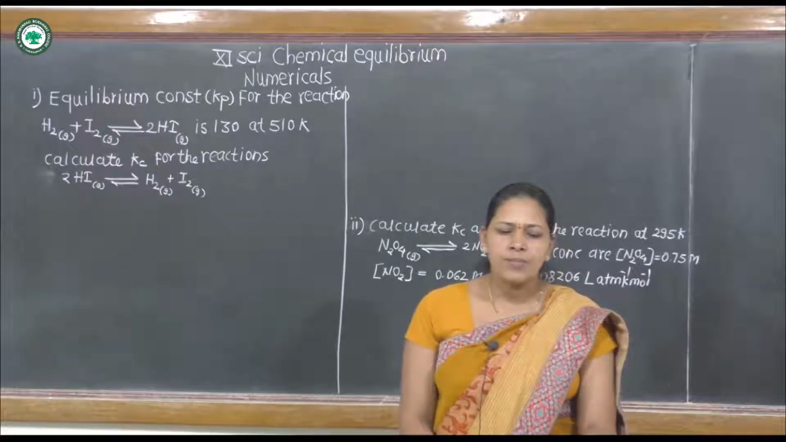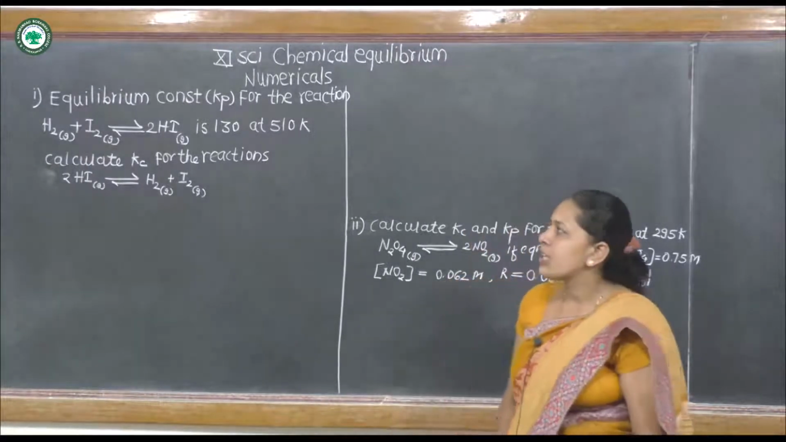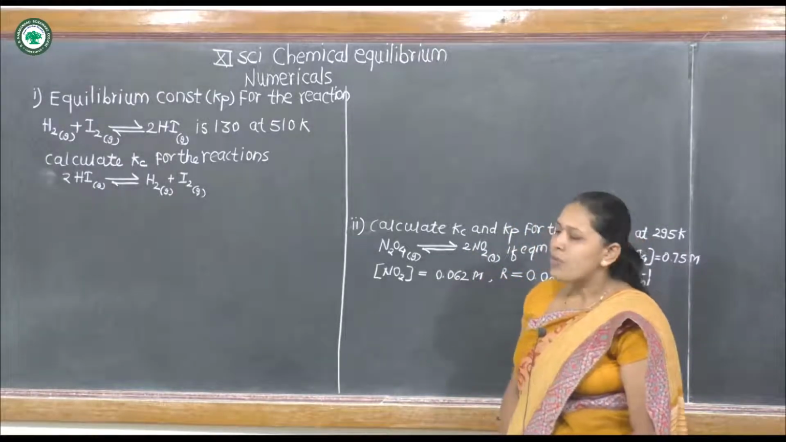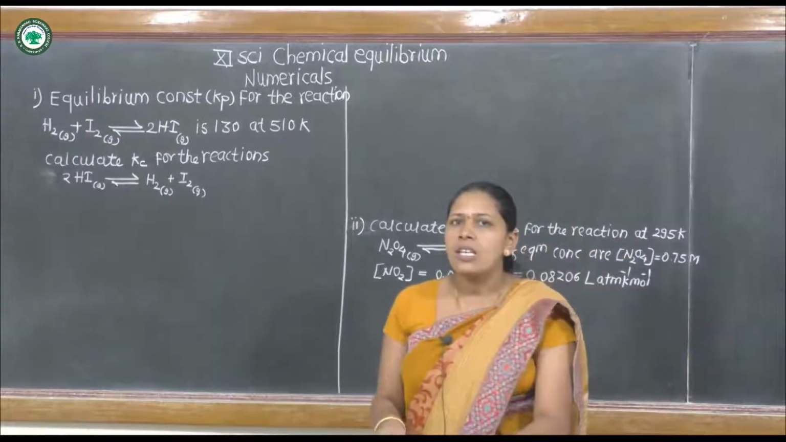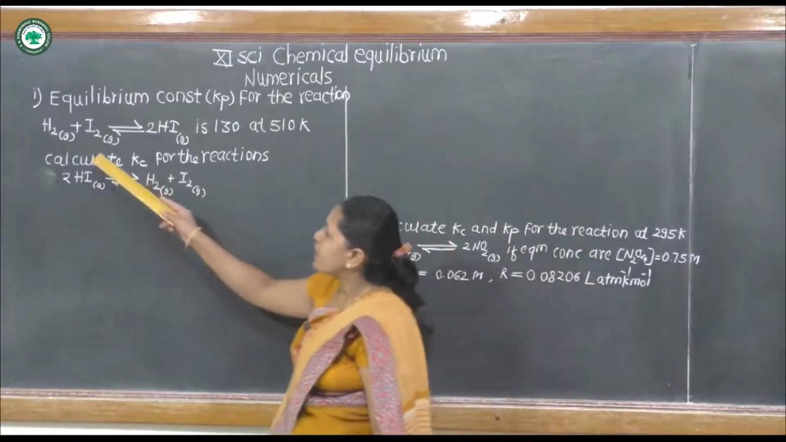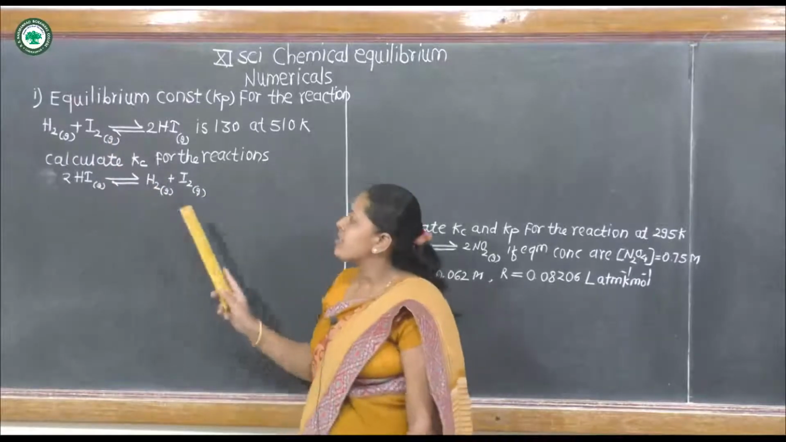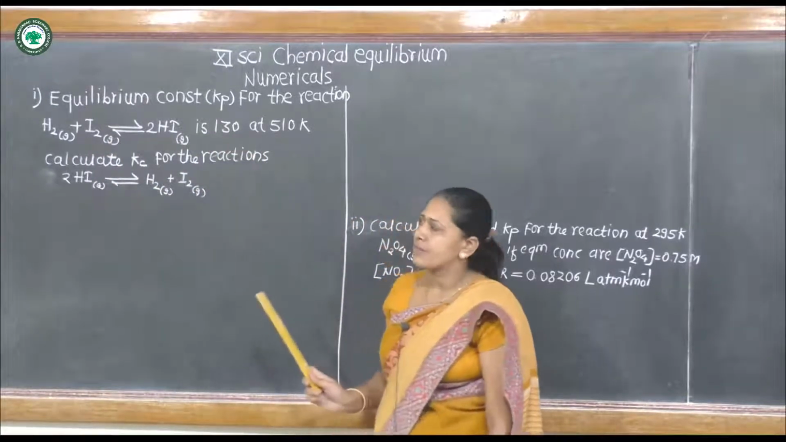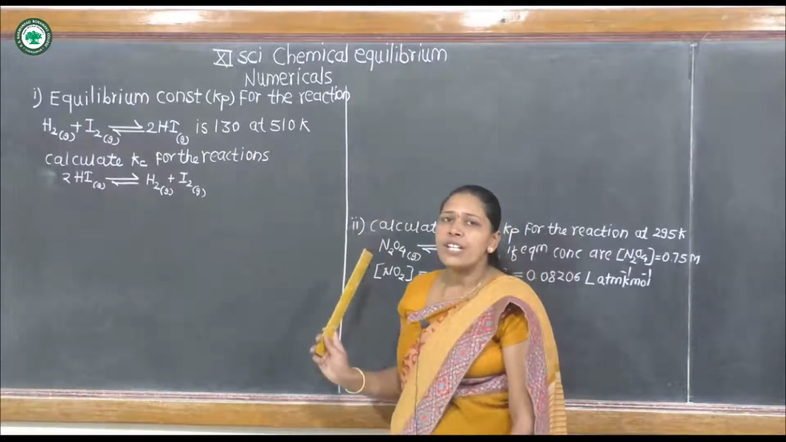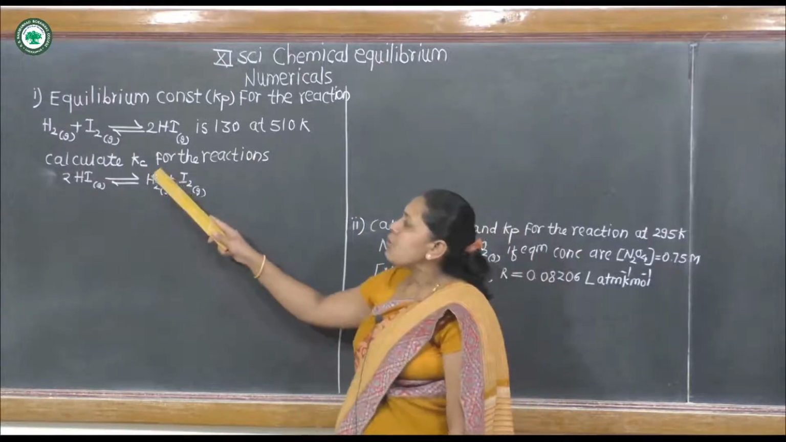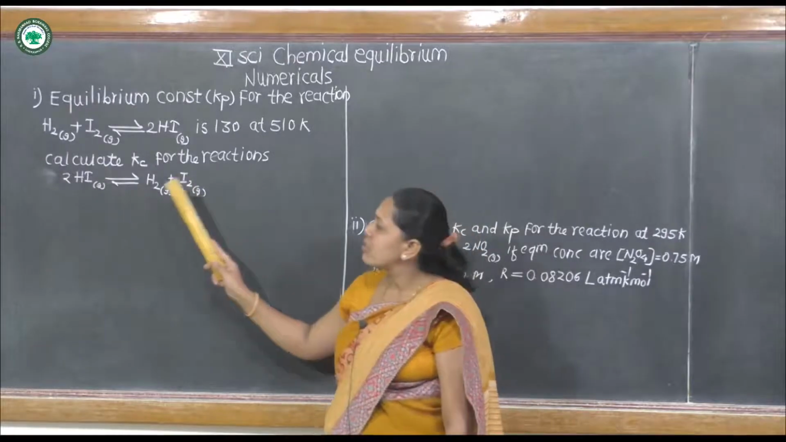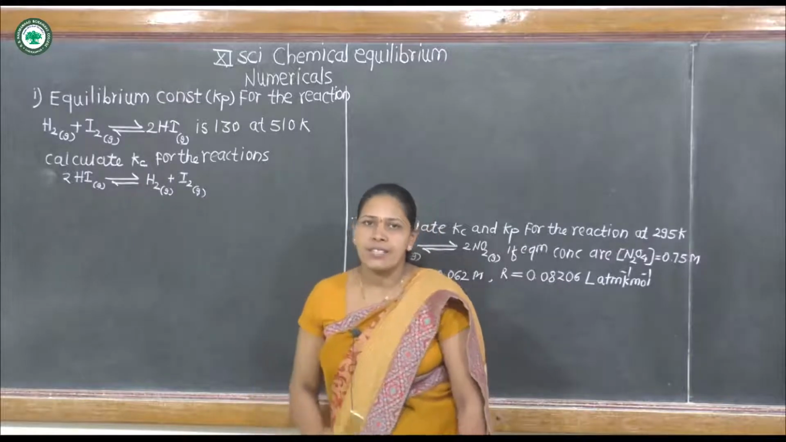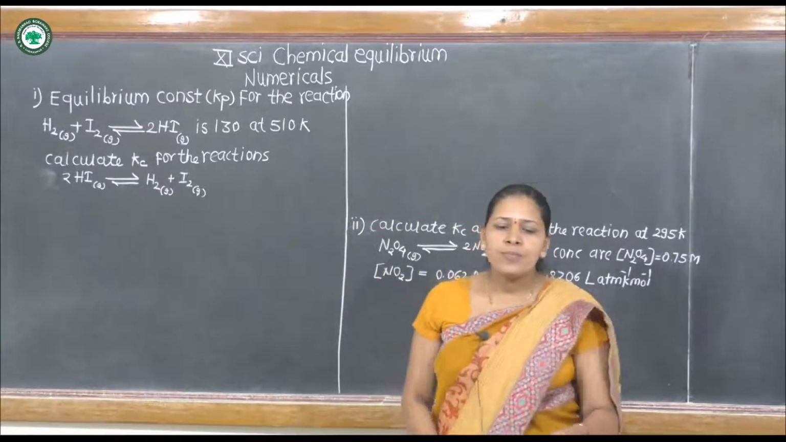In this lecture, we are going to solve numericals based on Kc and Kp from the topic chemical equilibrium. First numerical: the equilibrium constant Kp for the reaction H2 gas plus I2 gas gives 2HI is 130 at 510 Kelvin. Calculate Kc for the reaction 2HI gives hydrogen gas plus iodine gas.